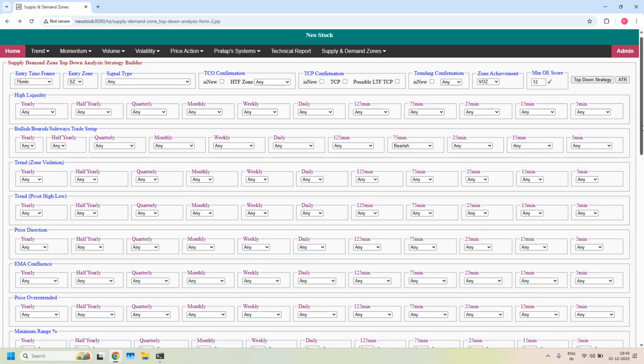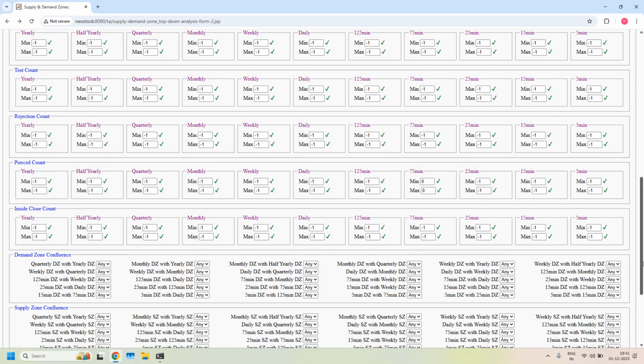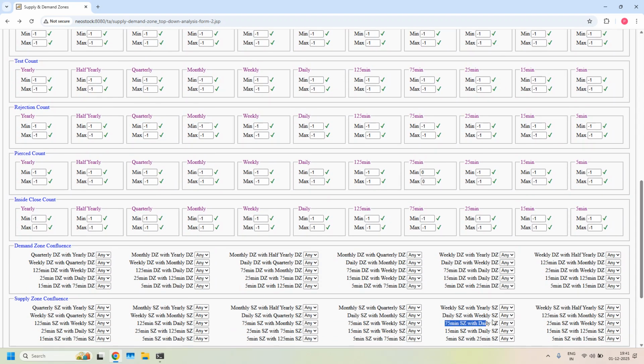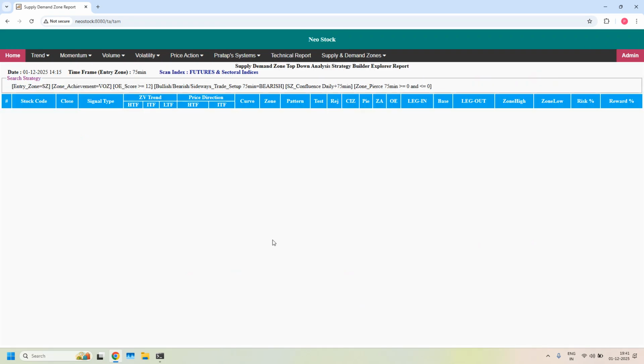First strategy, first step, LTF and ITF supply zone confluence. That is 75 minutes and daily supply zone confluence, applying the filter on those two stocks. We don't have any stocks. That means we don't have any high probability trade setup 75 minute supply zones. So this is the weekly income trade reports.